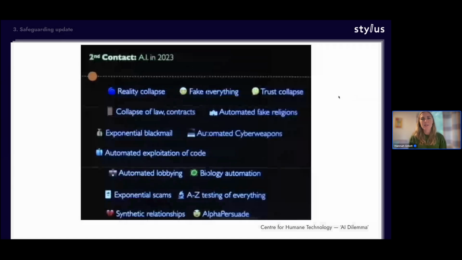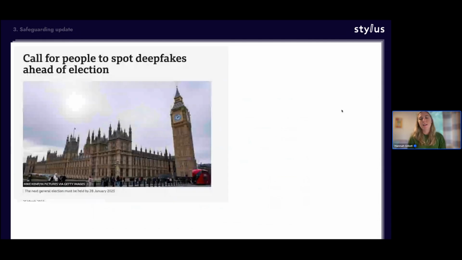We're now going into second contact, and this is AI in 2023 onwards. So some of these are less familiar and they're more frightening because the technology is better. Automated cyber weapons, synthetic relationships, reality collapse, fake everything. I mean, that video that I shared a few minutes ago, when you look at something like that and you think that's how good the technology is, suddenly it does become very difficult to get a sense for what's real and what's not. And this is the world that all of our young people need to learn to navigate. So the challenge for us is coming up with ways to help young people negotiate and navigate these changes.